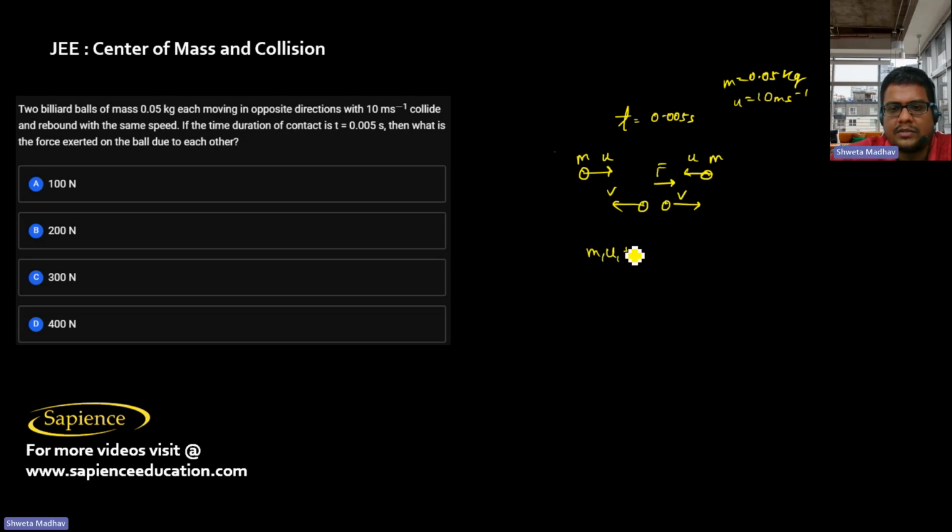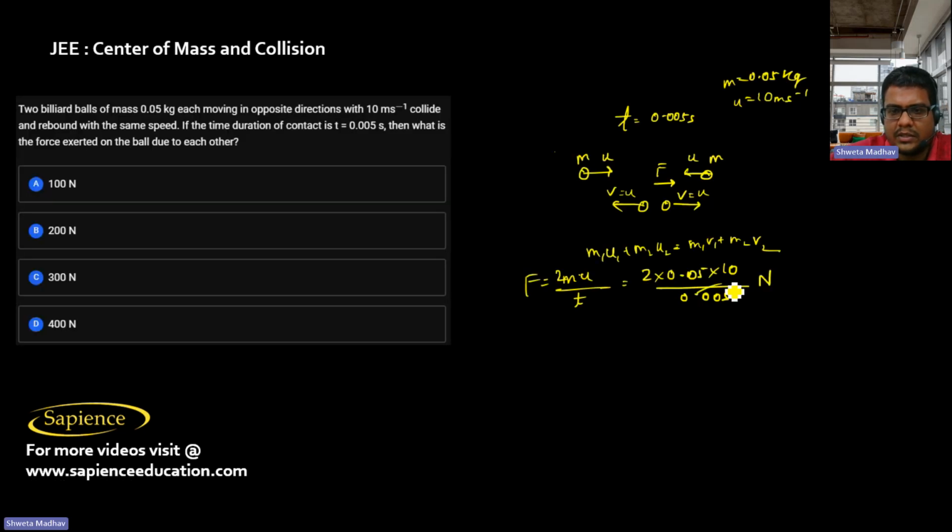So here we can say m1u1 plus m2u2 will be equal to m1v1 plus m2v2. Since they are rebounding with the same speed, v will be equal to u only. So therefore the force exerted will be equal to 2mu by t. So 2 into 0.05 into u, that is 10, by t, that is 0.005 seconds. So this much Newton.